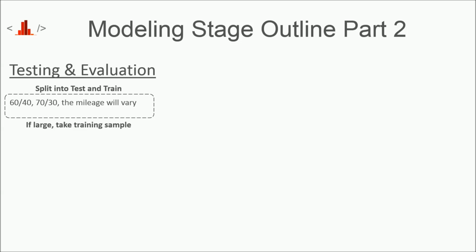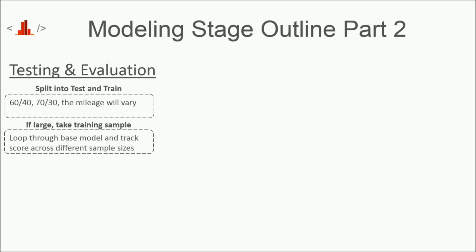Obviously beware of leakage. Make sure that you don't split temporal data in such a way that you're actually mixing up time periods, and that just wouldn't be good. But if it's large, you can take a training sample, and a good way to track that is to start with a model on the full data set or on a pretty good size sample, and then loop through with that same model on different data sizes and see what results you get for training on different sizes. And I mentioned it earlier, watch for leakage.